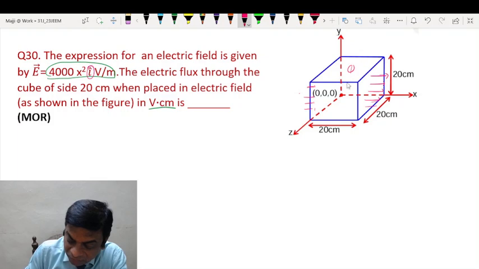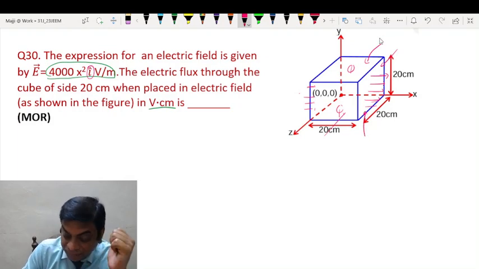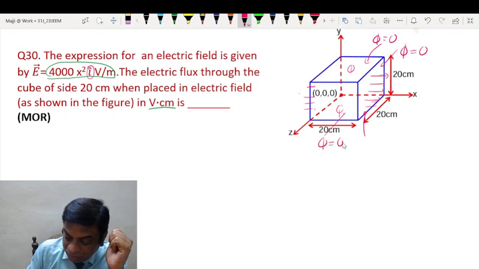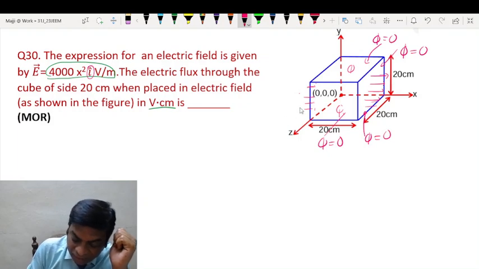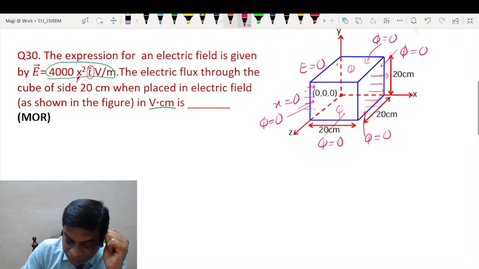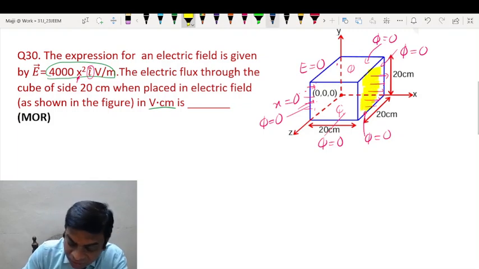There is no flux through the remaining four faces, that is this face, the back side face, the front face, and the bottom face. No flux. All the four faces there is no flux. We have to calculate only the flux through this and this. Here you can see, in the YZ plane x is 0. So since x is 0, electric field is 0 here. So no lines of force are entering. So here also flux is 0. That means we are left only with this surface. We have to calculate the flux through that surface.